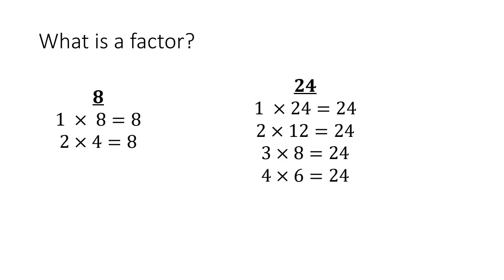But before that, let's talk about what factors are. If I look at 8, the factors of 8 would be 1, 2, 4, and 8. These are all numbers that when I multiply them together, I can get an 8. And then 24, what are the factors of 24? Well, that would be 1, 2, 3, 4, 6, 8, 12, and 24. These are all factors of 24, and these are products of how I get 24 and 8.